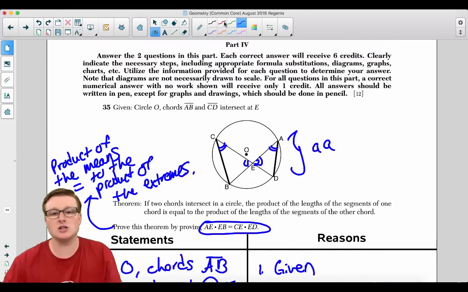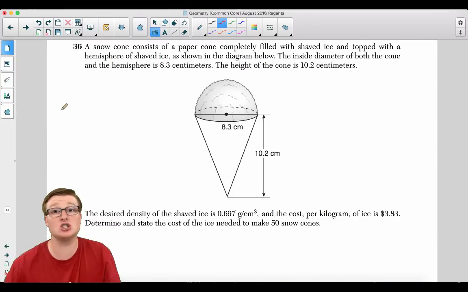And now let's go on to the final question of this exam. And it's my favorite snow cone question. A snow cone consists of a paper cone completely filled with shaved ice and topped with a hemisphere of shaved ice as shown in the diagram below. The inside diameter of both the cone and the hemisphere is 8.3 centimeters. The height of the cone is 10.2 centimeters. The desired density of the shaved ice is 0.697 grams per cubic centimeter. In other words, the density of the shaved ice is 0.697. And the cost per kilogram of ice is $3.83. Determine and state the cost of the ice needed to make 50 snow cones.